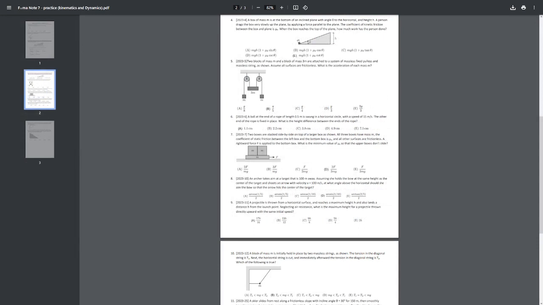Number 6, and there's the actual scene that I wanted. Number 6. I can't read. A ball at the end of a rope of length 0.5 meters is swung in a horizontal circle with a speed of 15 meters per second. The other end of the rope is fixed in place. What is the height difference between the ends of the rope?